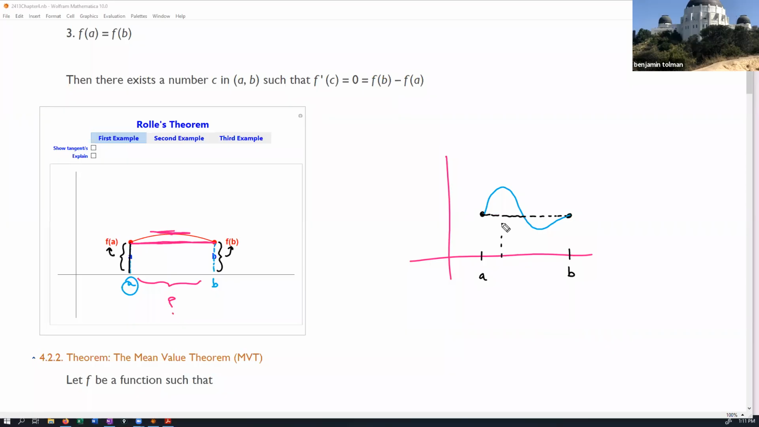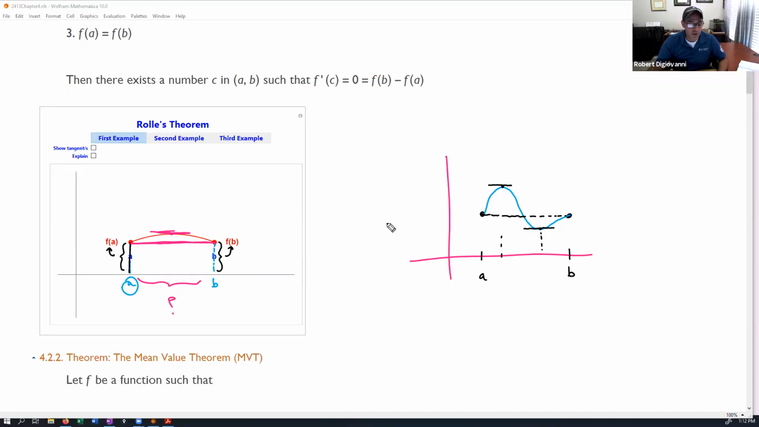It looks like maybe about right here, right? I have the slope of a tangent line there. And there looks like there's another place right here. So we had two places. Do you see that? Where the slope of the tangent line is parallel to the horizontal line connecting the two. That's Rolle's theorem. Rolle's theorem says you have to have that.